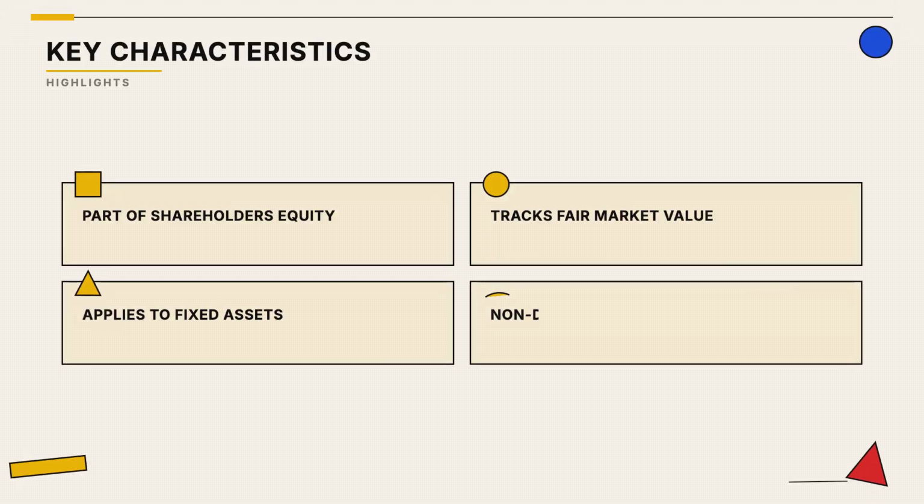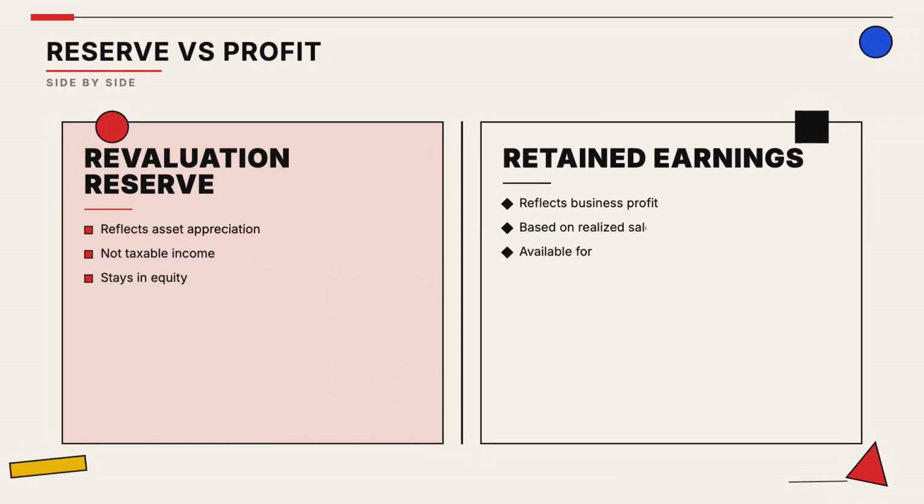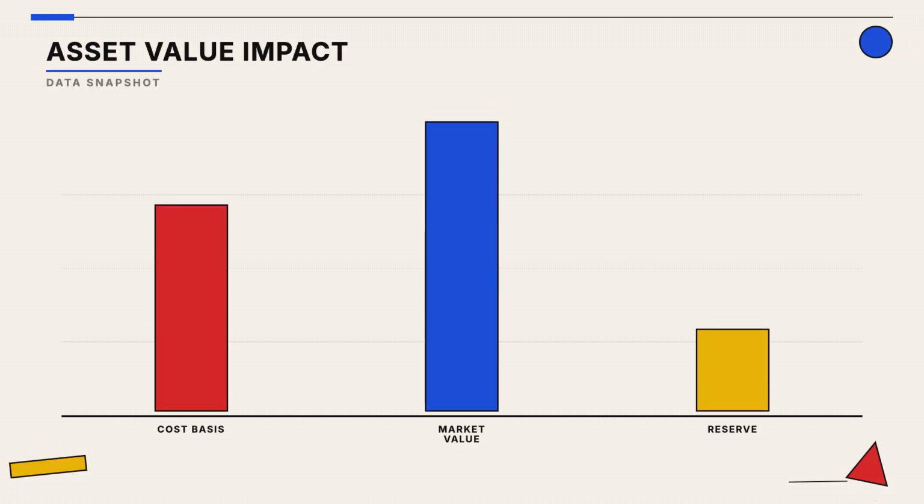This reserve keeps the balance sheet accurate without inflating the cash available to pay out to shareholders. While both appear in equity, a revaluation reserve is tied to asset prices, whereas retained earnings come from daily operations. When an asset is revalued upward, the difference is parked here, keeping the accounting equation in balance.